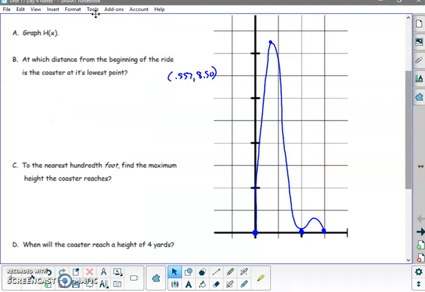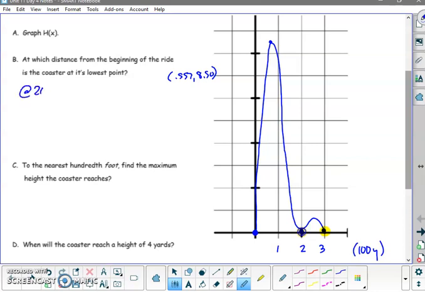Now it says for part B, at which distance from the beginning of the ride is the coaster at its lowest point? So it's going to be at its lowest point here and here. Now if you remember, that's 1, 2, and 3, but that's really like in hundreds of yards. So at 2, from the beginning of the ride, it's going to be at 200 yards and at 300 yards, lowest point.